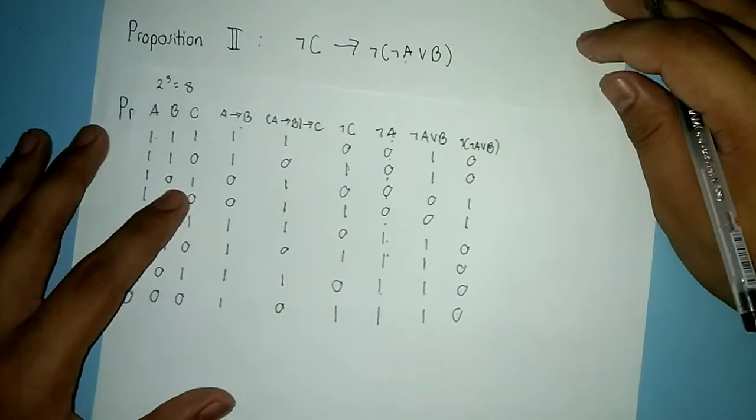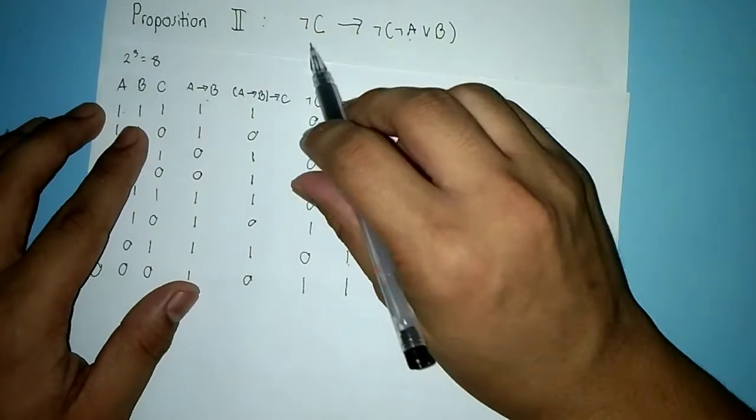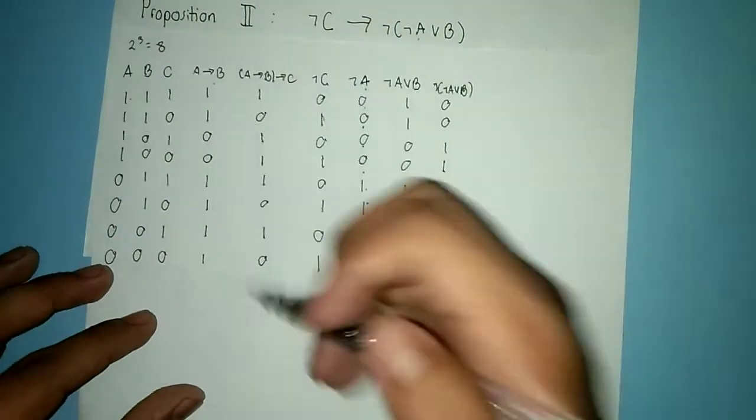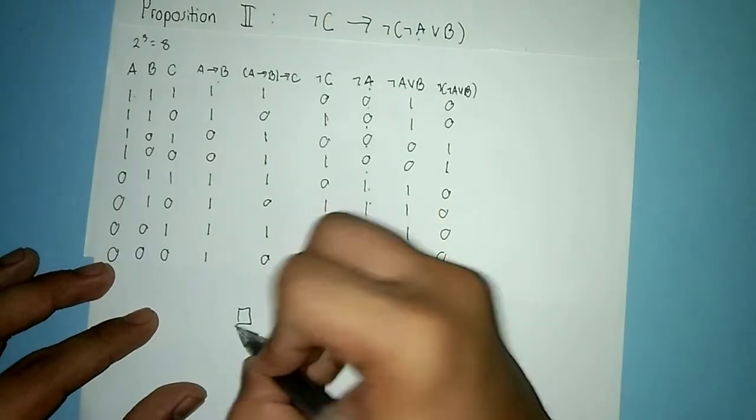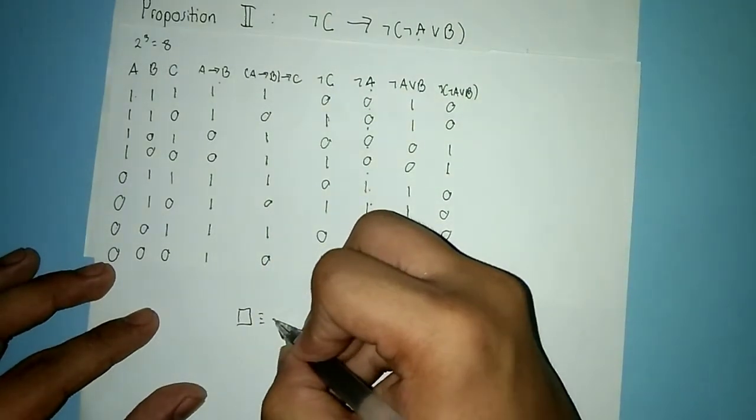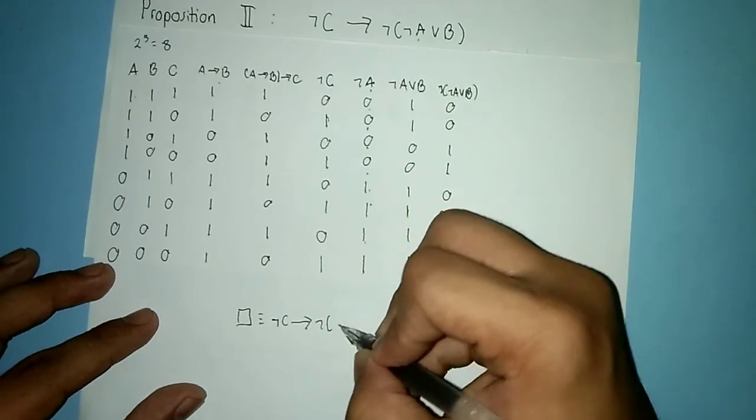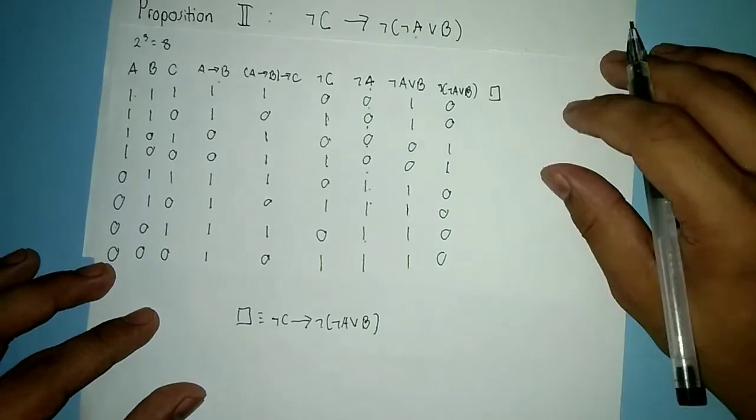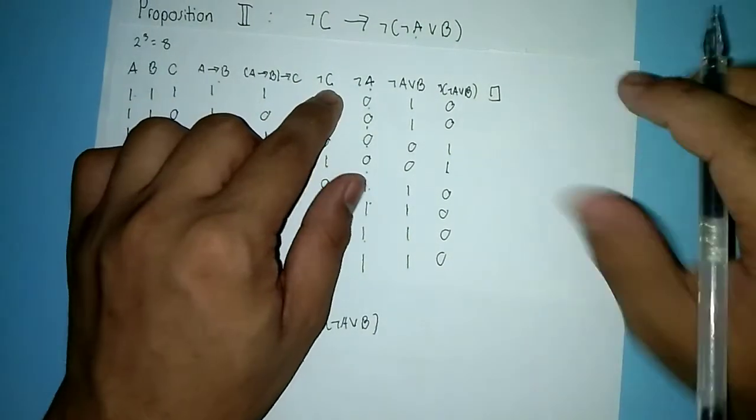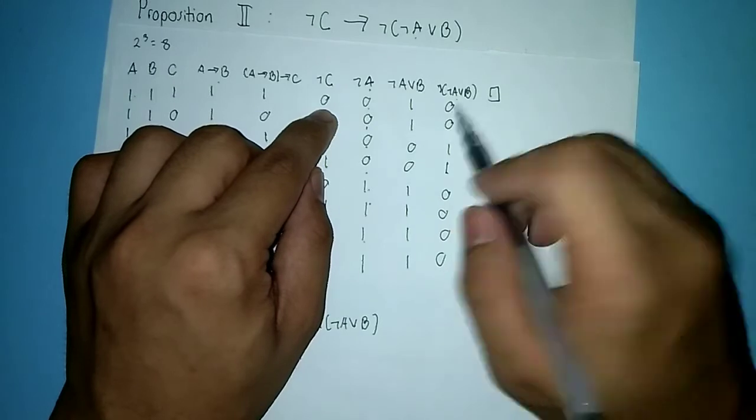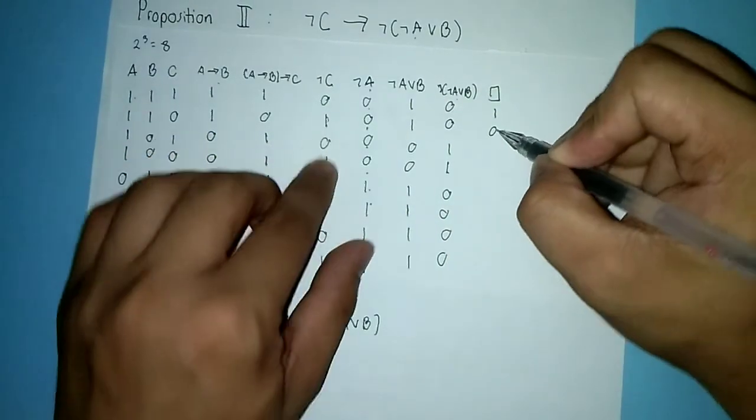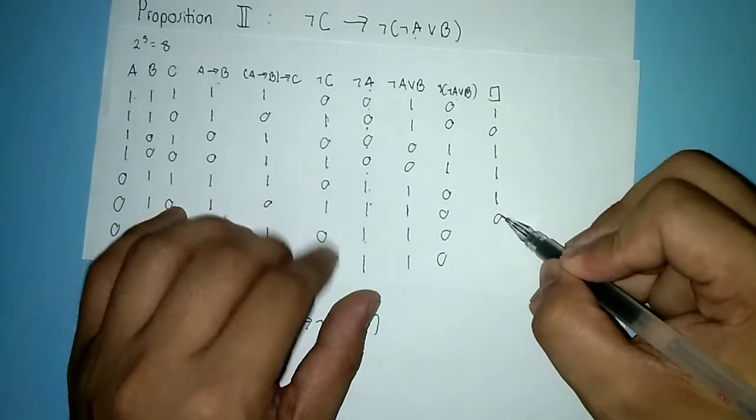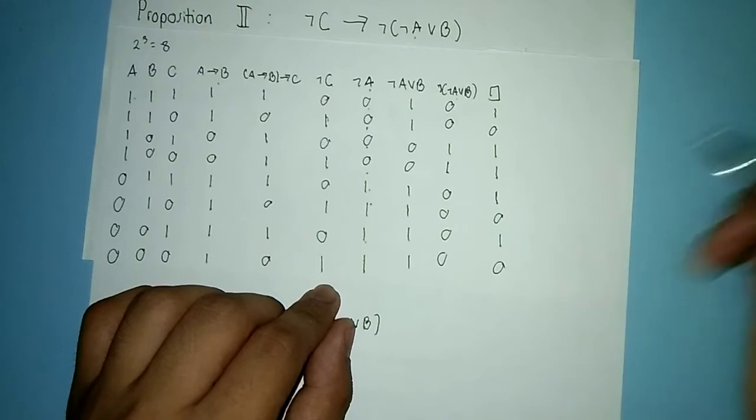So next, let's have not C implies this. If this gets longer, let's just put a square for not C implies not the quantity not A or B, so that the space is enough. So not C implies this: 0 implies 0, 1 implies 0, 0 implies 1, 1 implies 1, 0 implies 0, 1 implies 0, 0 implies 0, 1 implies 0.